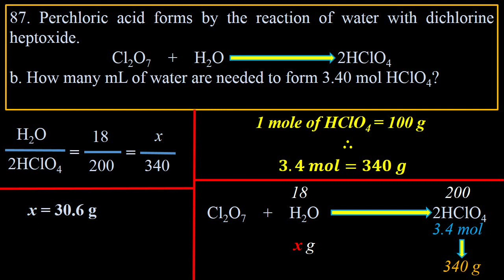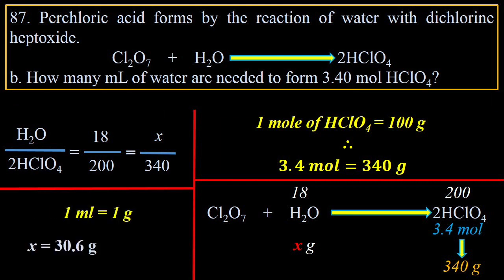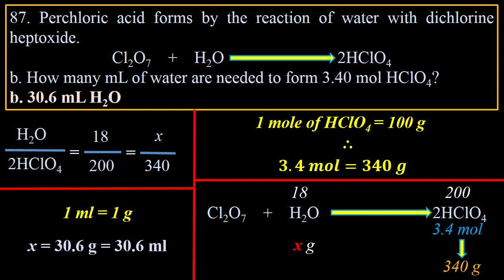1 milliliter equals 1 gram. So it'll be 30.6 milliliters. And that's going to be the answer. How many milliliters of water? 30.6 milliliters of water is the answer in the lower left-hand corner. So it'll be 30.6 milliliters of water.